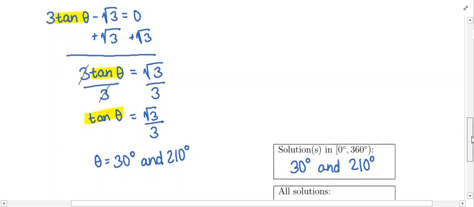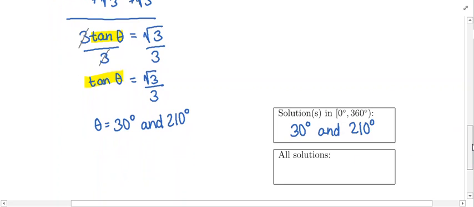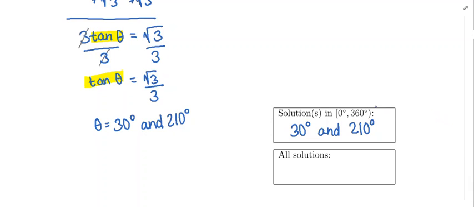Now comes the more difficult part, where you have to write down all solutions. Because if you keep rotating, you can find an angle that is coterminal with 30 degrees or coterminal with 210 degrees, and that too will be a solution to the equation. So there are infinitely many solutions because you can keep rotating forever, in either the clockwise or counterclockwise direction. We need a compact way of writing down all of the solutions.